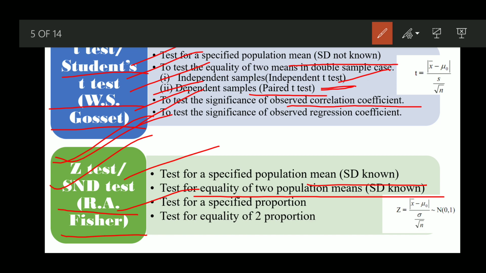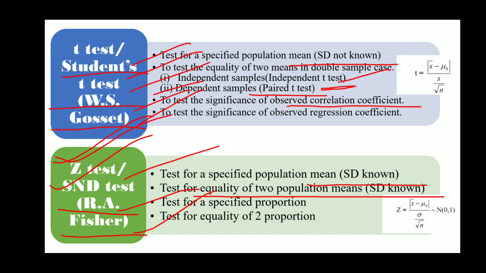Third is to test for a specified proportion. For example, someone wants to know whether for a city the proportion of smokers is 50% or not. Such type of hypothesis can be tested using z-test. Last, test for equality of two proportions. For example, someone wants to know whether for two different cities the proportions of smokers are equal or not. So these are the important applications or uses of t-test and z-test. So these we have to keep in our mind.